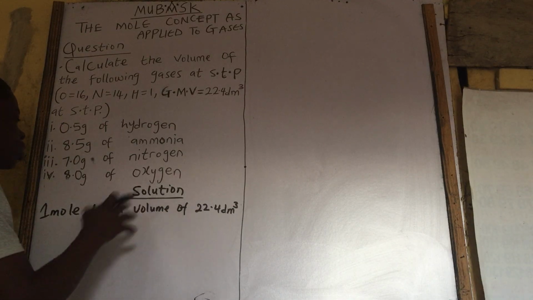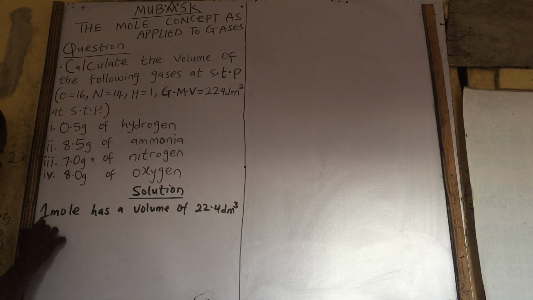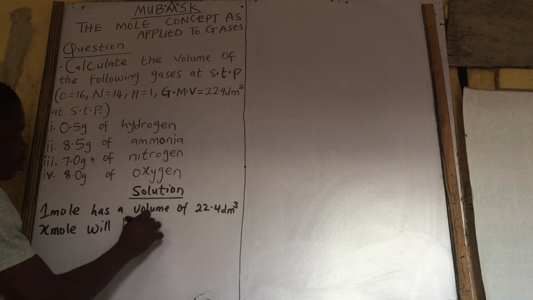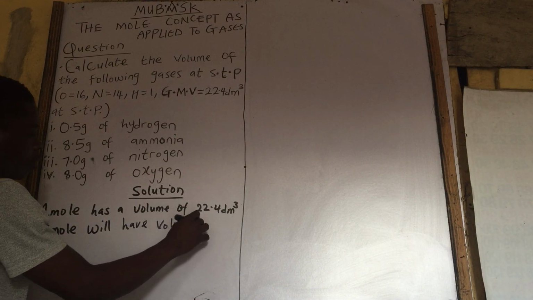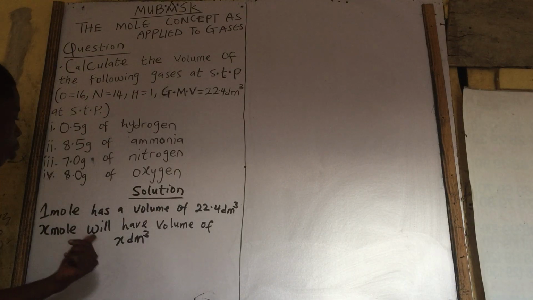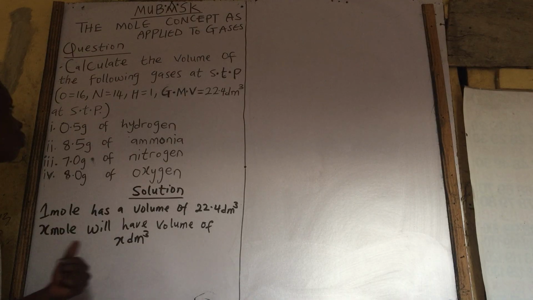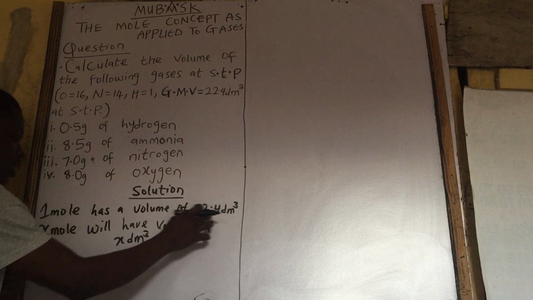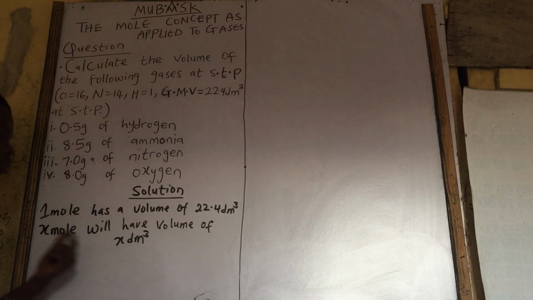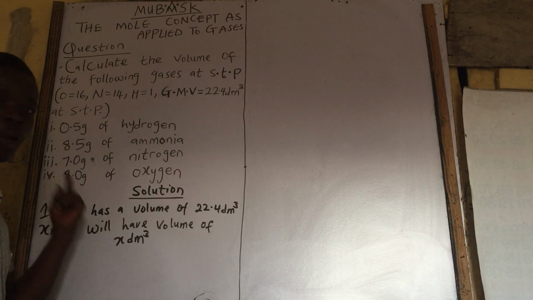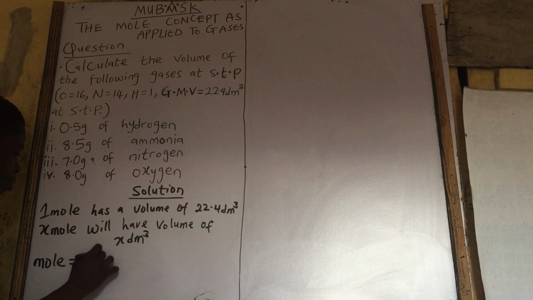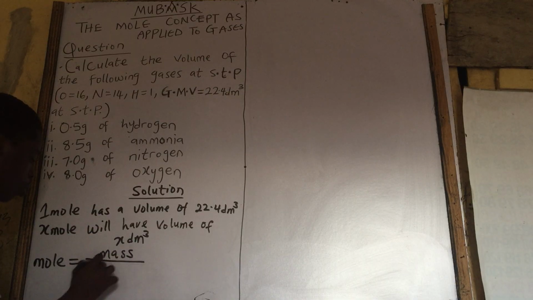I will now write the second statement, which says that X mole will have volume of X dm³. Now, they tell us to calculate the volume of hydrogen gas. We are using this second statement to determine the volume, but we have to find the mole before finding the volume. That means we recall from the mole formula. We say that mole equals mass divided by molar mass.